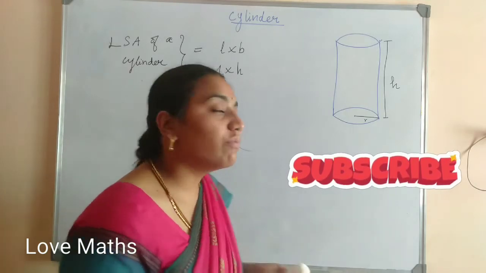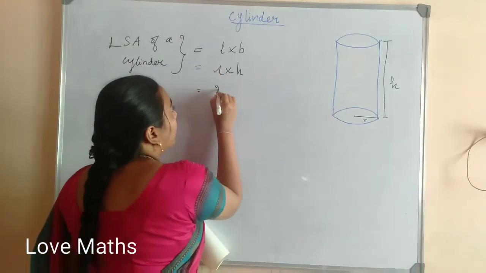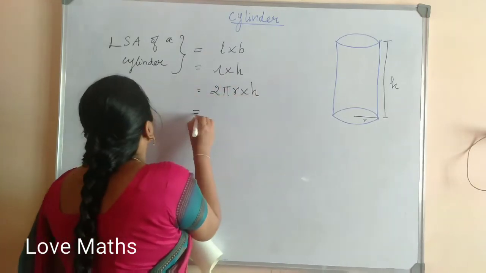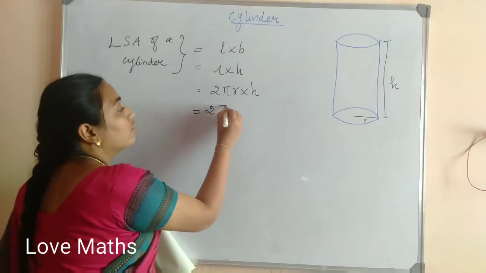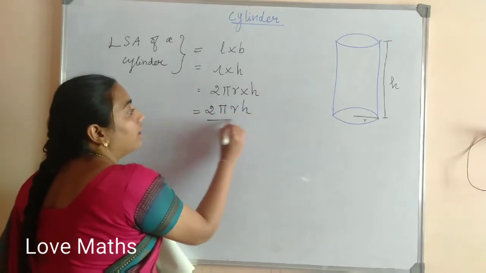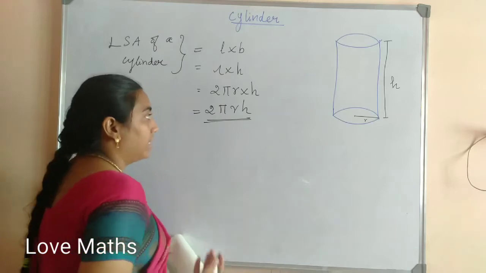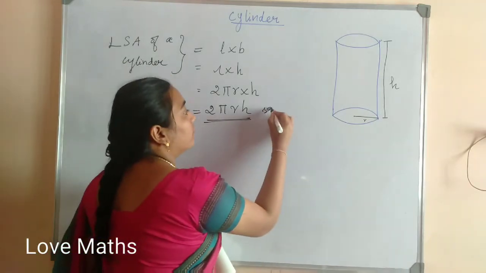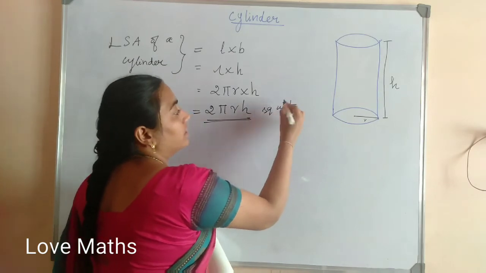What is the circle's circumference? We know clearly that it is 2 pi r. Already one h is there. So LSA of a cylinder is 2 pi r h. All the 4 are in multiplication. The meaning is 2 into pi into r into h square units. Okay. Is it clear? It is very easy.